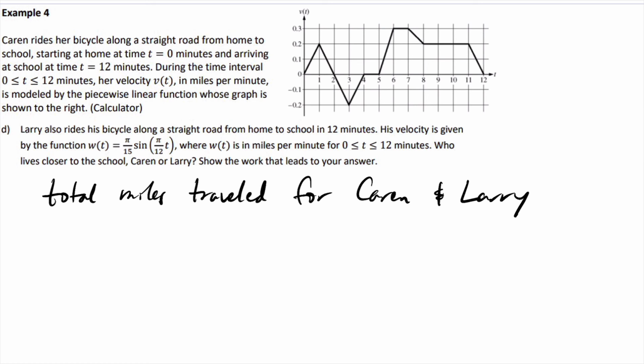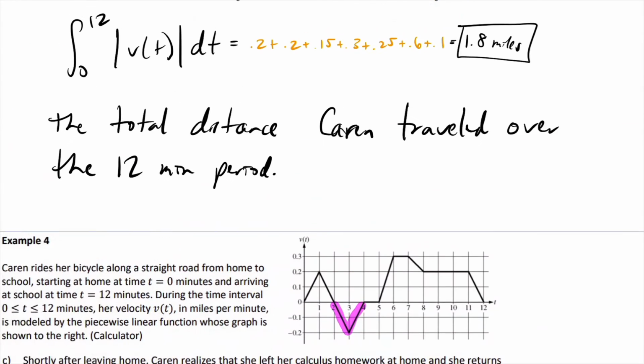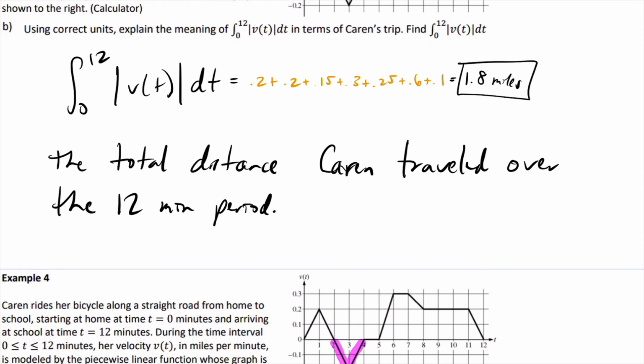Okay, so don't we already have one? Don't I already have a total miles traveled for Karen or Larry? Wasn't one of the questions that? Go back and look at one of the questions. Did one of the questions say total miles traveled for one of them? Or total distance, I should say, right?